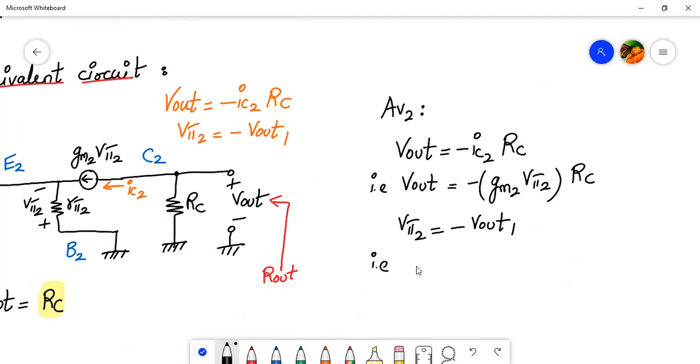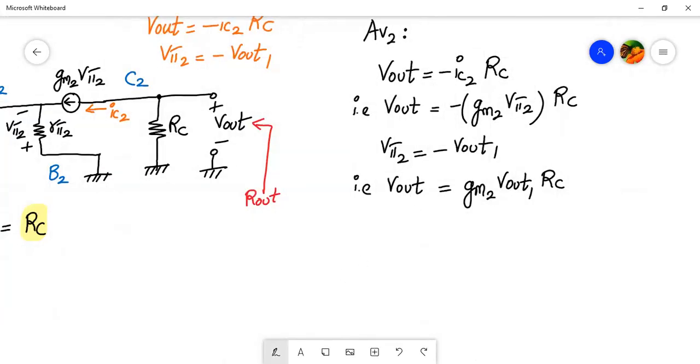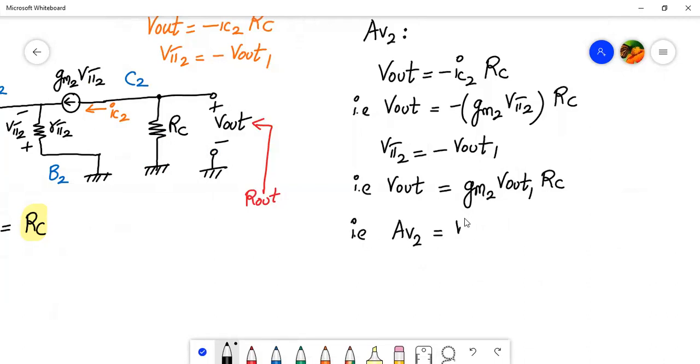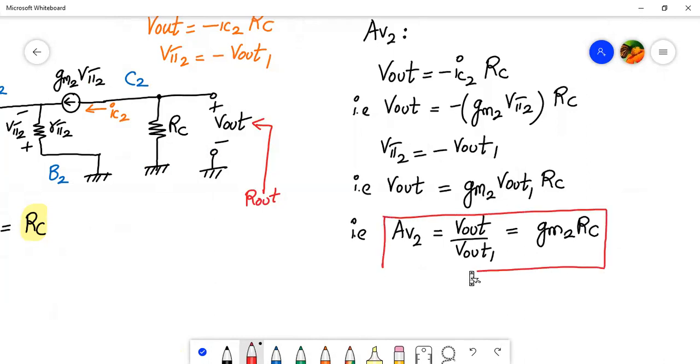So how can we write the above expression now? Minus minus will get cancelled. You'll get gm2 into V out 1 into RC. So we can write V out upon V out 1, which is nothing but AV2, equal to plus gm2 into RC. So that's the expression of the gain of the second stage. Let me write it down over here.